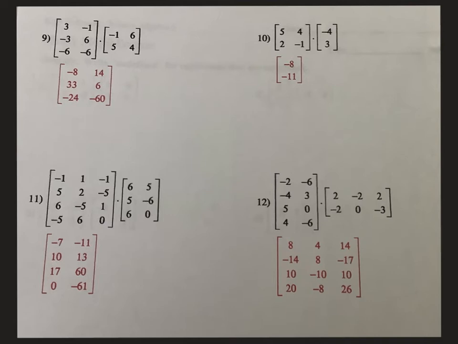10 is negative 8 and negative 11. 11 is negative 7, negative 11, 10, 13, 17, 60, 0, negative 61. And 12 is 8, 4, 14, negative 14, 8, negative 17, 10, negative 10, 10, 20, negative 8, and 26.